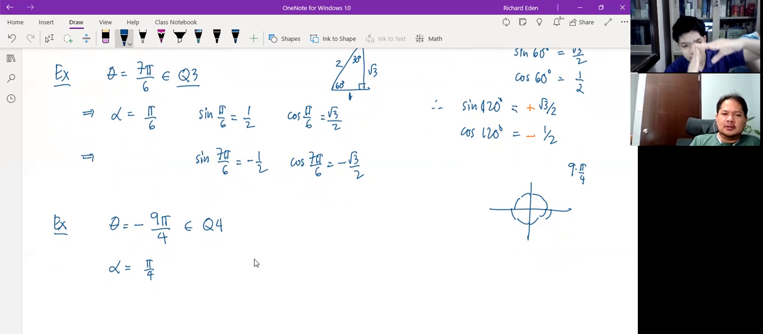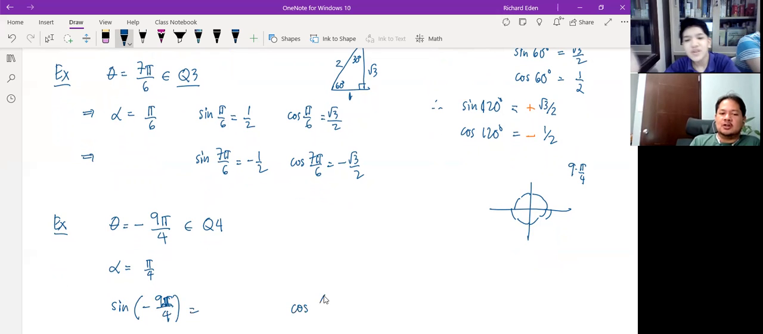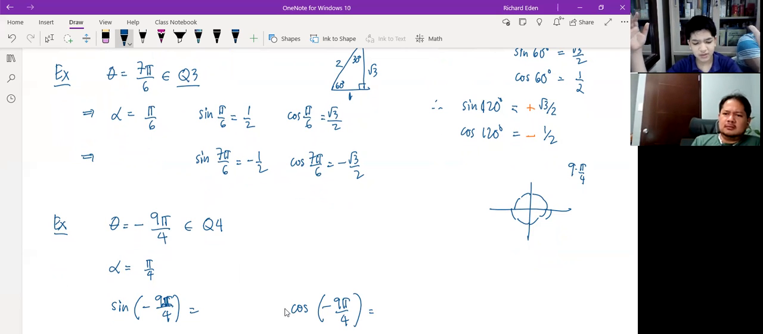Okay, so can you try to give me sine of negative 9 pi over 4 and cosine of negative 9 pi over 4. Sine of pi over 4 is 1 over square root of 2, which is square root of 2 over 2. But it's in the fourth quadrant. Tangent is negative, so sine and cosine have different signs. And sine is positive. So, square root of 2 over 2.